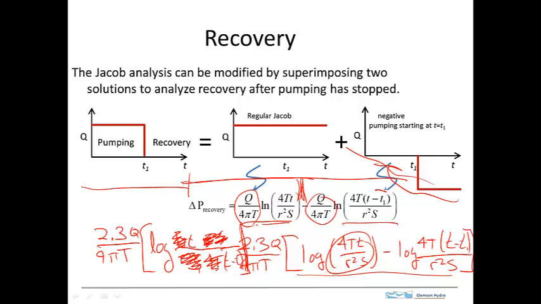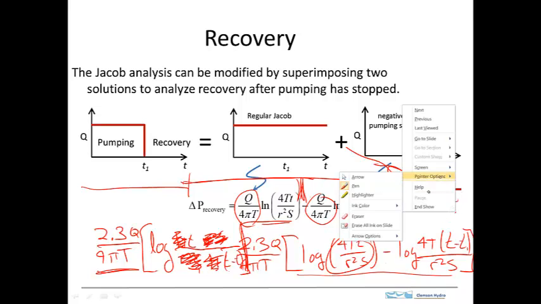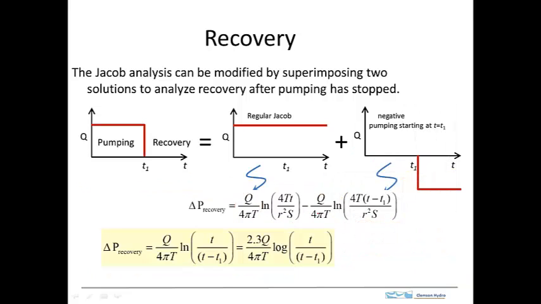What you end up with then is this stuff out front, and this is just log of t divided by t minus t1. So that's what we have here in the notes. So here it is. The drawdown during recovery is that, and here's log of t over t minus t1.